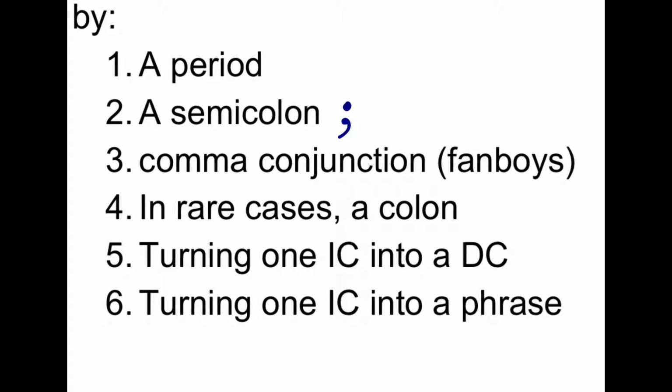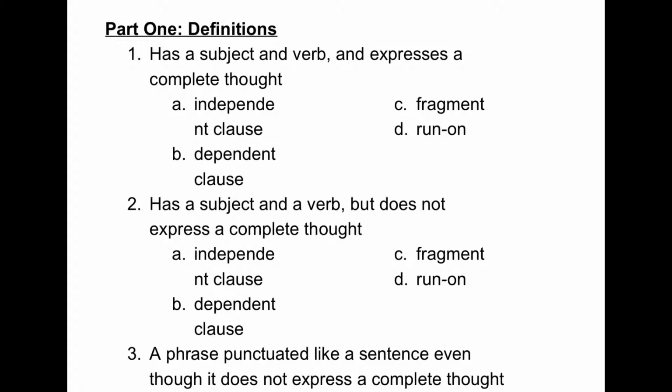We can also just turn one of those independent clauses into a dependent clause by adding a subordinating conjunction, for example. Similarly, we can turn one of the independent clauses into a phrase, whether that's a modifier phrase, a prepositional phrase, a couple different options. So let's go through the original version of the quiz on run-ons, fragments, and combining sentences.